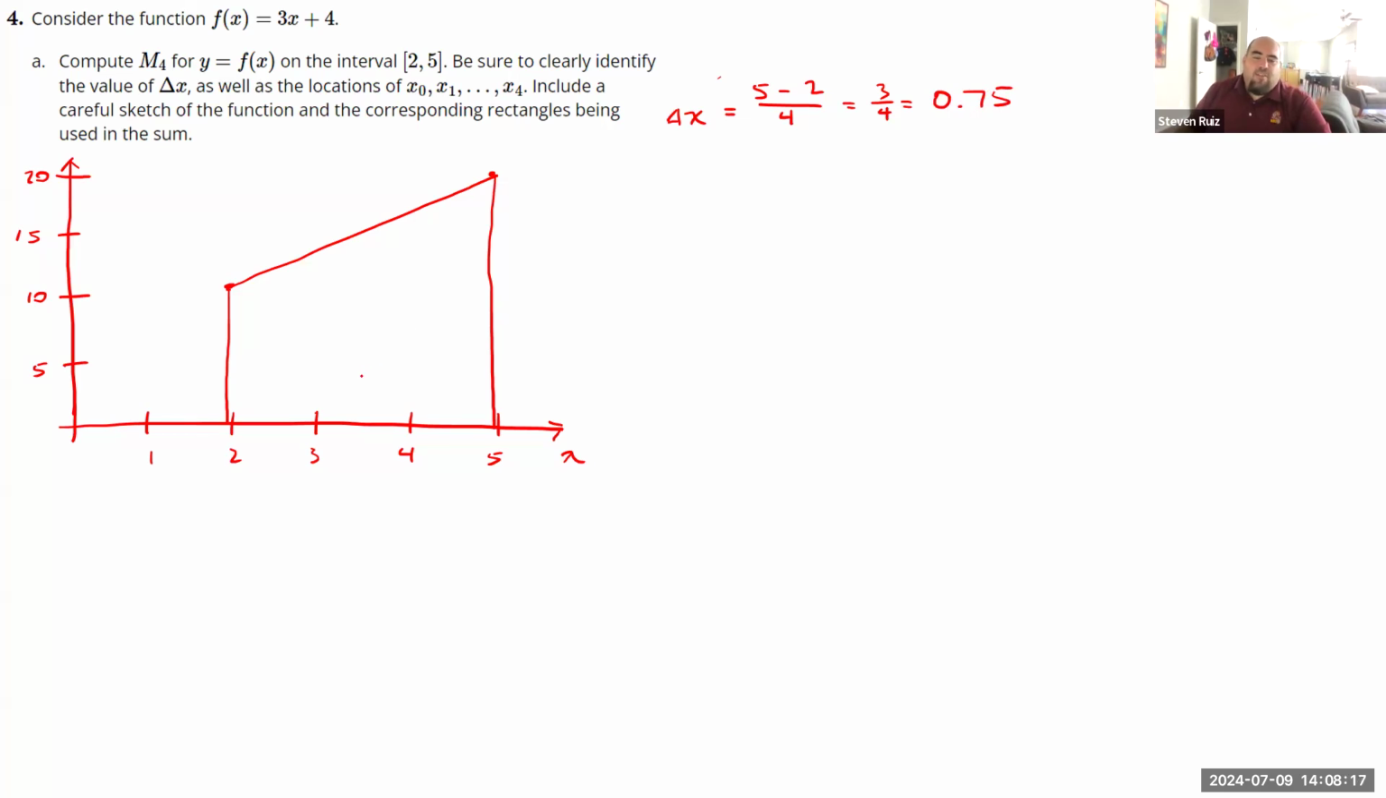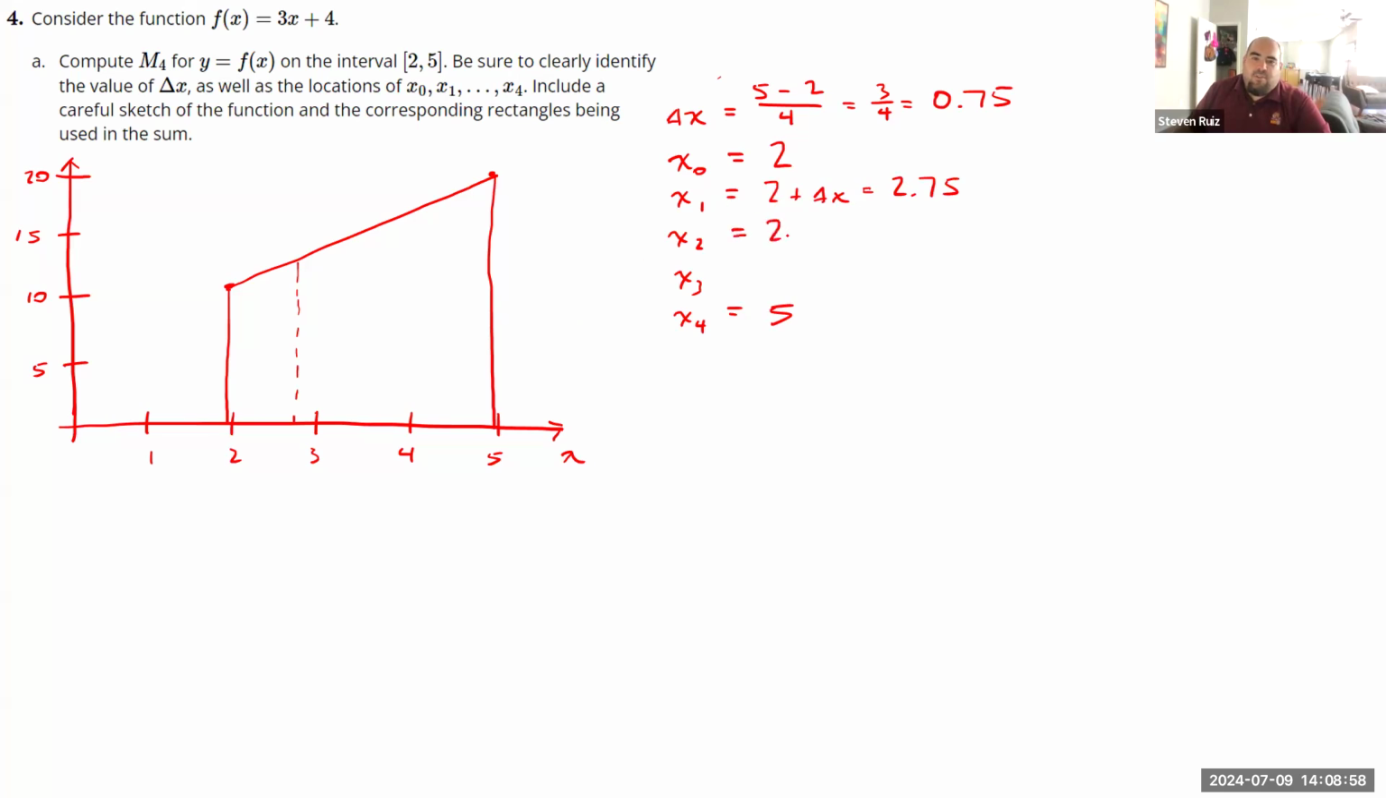Okay, so now that we have that, let's add this to our graph. Each one of these intervals is going to be 3/4 of a unit long. While we're at it, let's identify what our values are: x0, x1, x2, x3, x4. x0 and x4 are going to be the ends of the interval, so 2 and 5. To get the intermediate values, what's 2 plus a single delta x? That'll be 2.75.